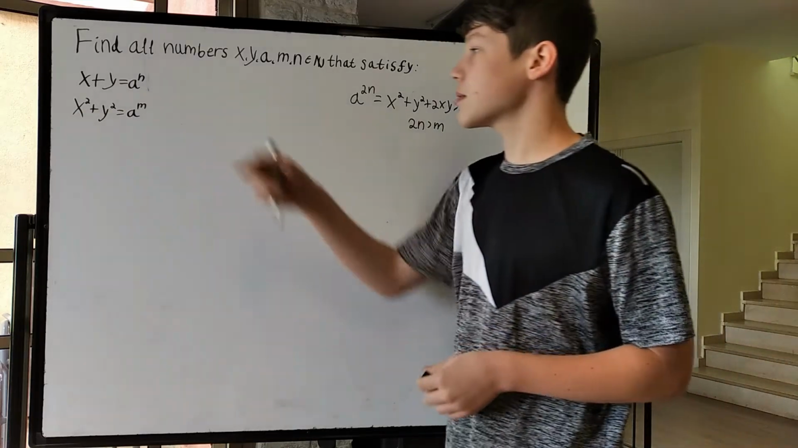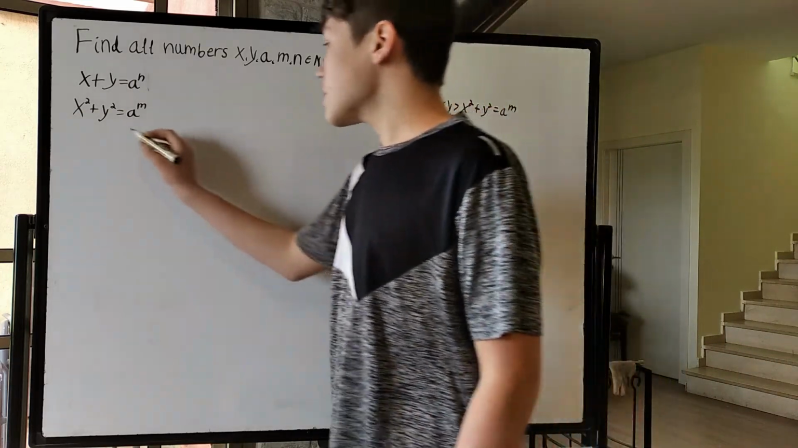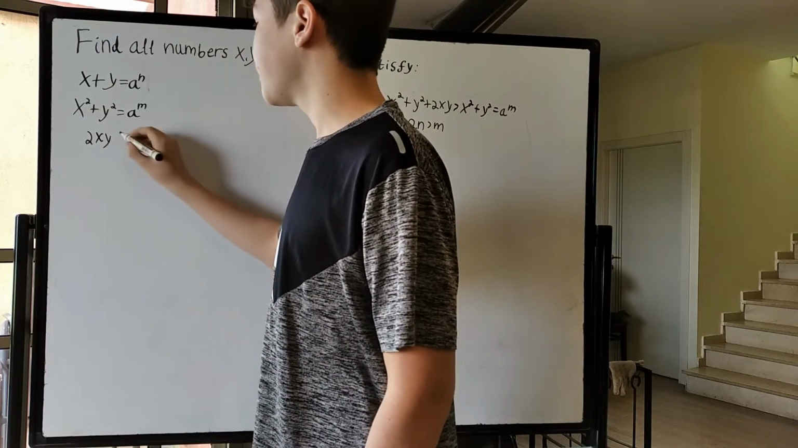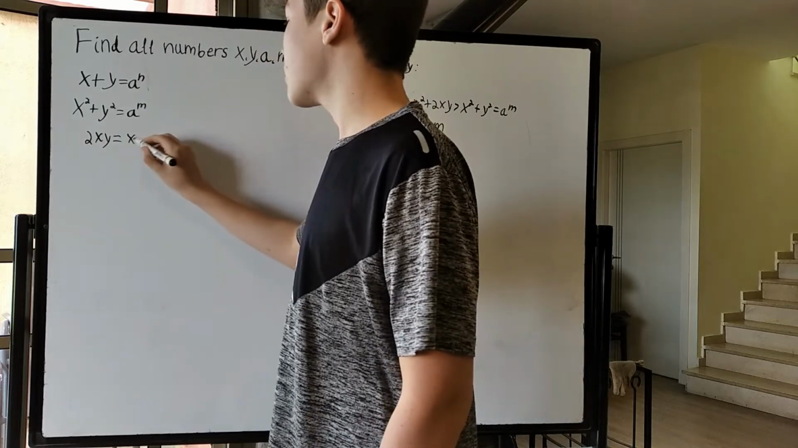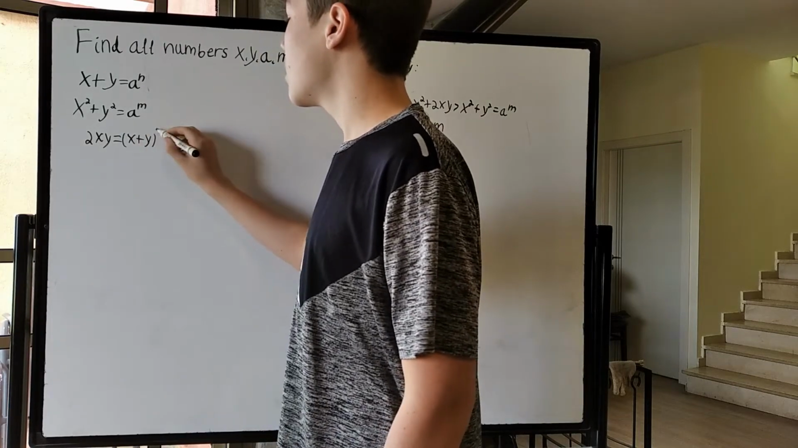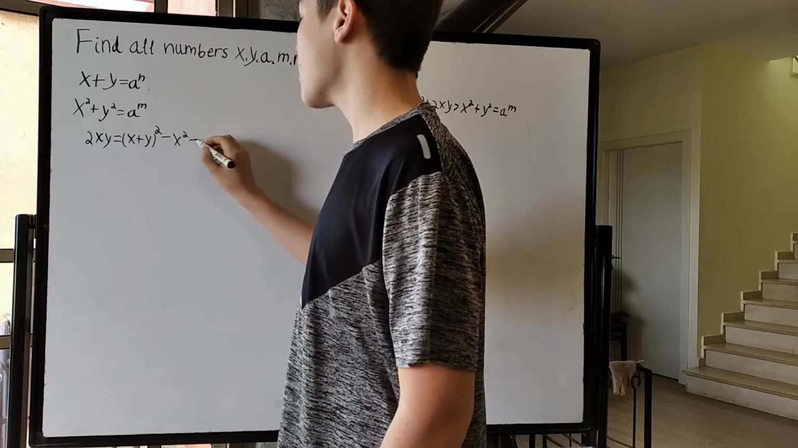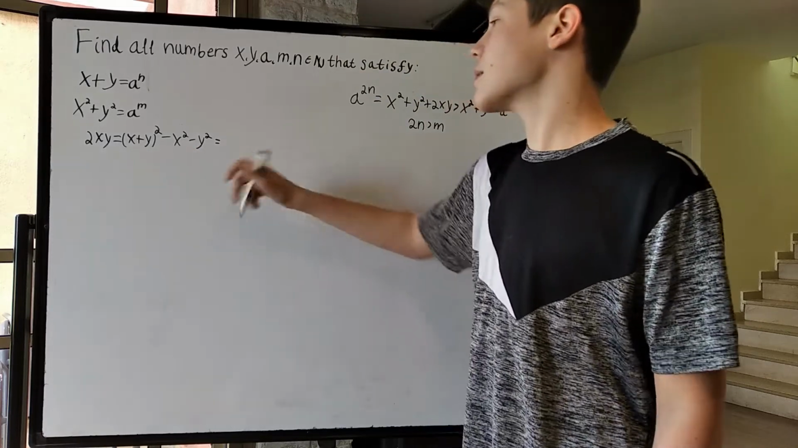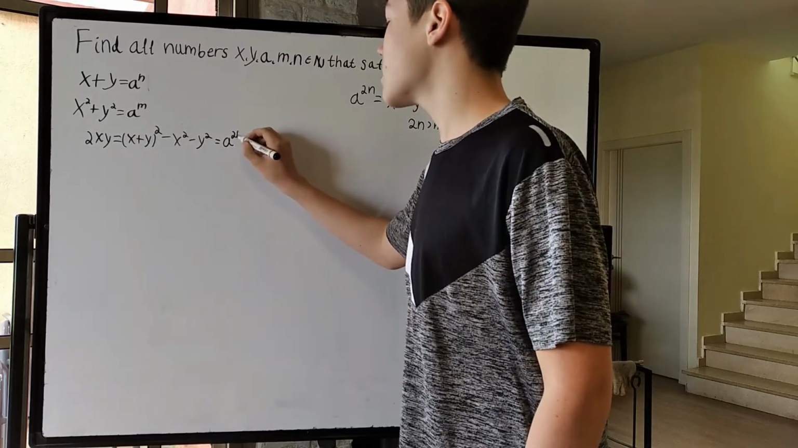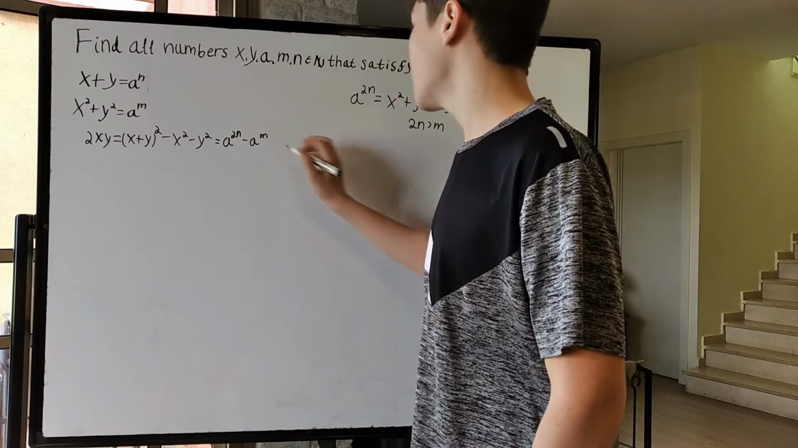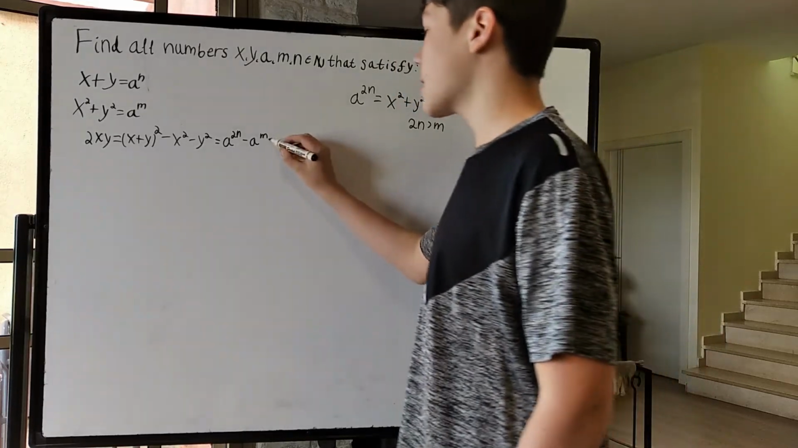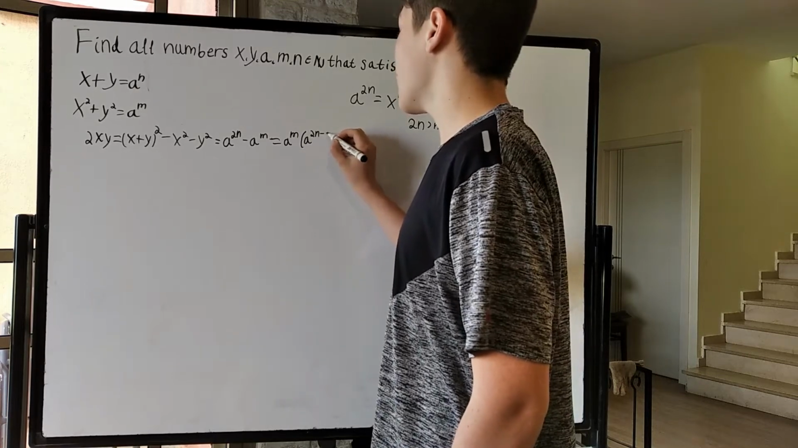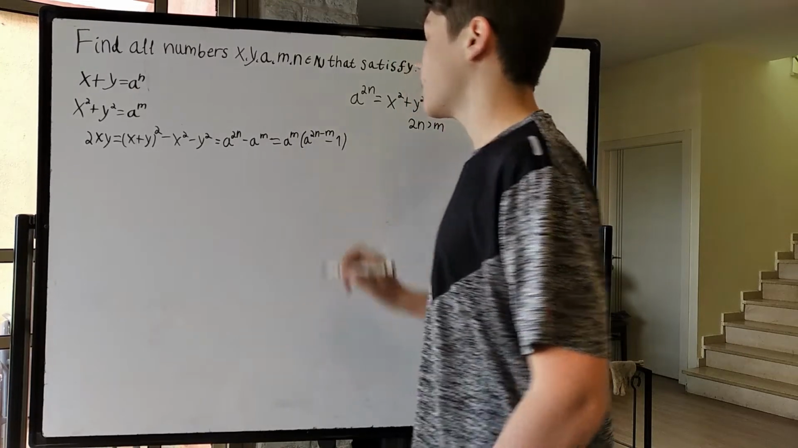Now, we need to establish this small inequality. Now let's begin with this. So let's look at this number, 2xy. We know this is equal to x plus y all squared minus x squared minus y squared. We know this is a to the n, and this is a to the n. So this is a to the 2n minus a to the n. And because 2n is bigger than n, I can factor out an a to the n here and get this is a to the n times a to the 2n minus n minus 1.